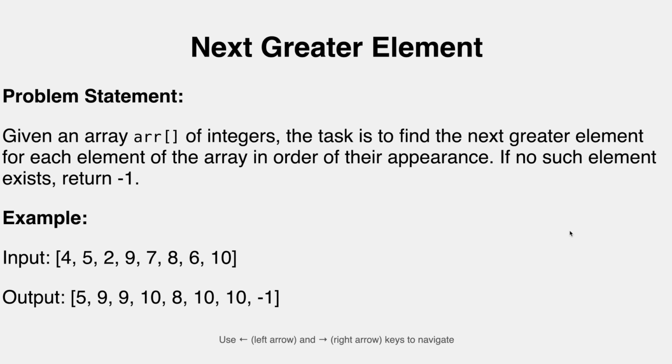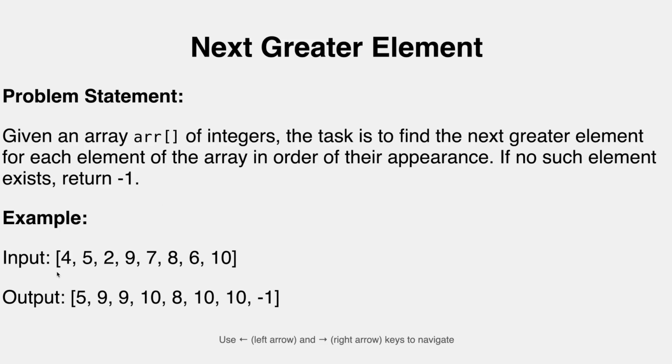All right, so let's see this particular question now. Next greater element. In this question, we are given an input array of integers, and our task is to find the next greater element for each element of the array in order of their appearance. And if there is no such element that exists, we can just return -1 for that particular element. I'm pretty sure you did not get it.